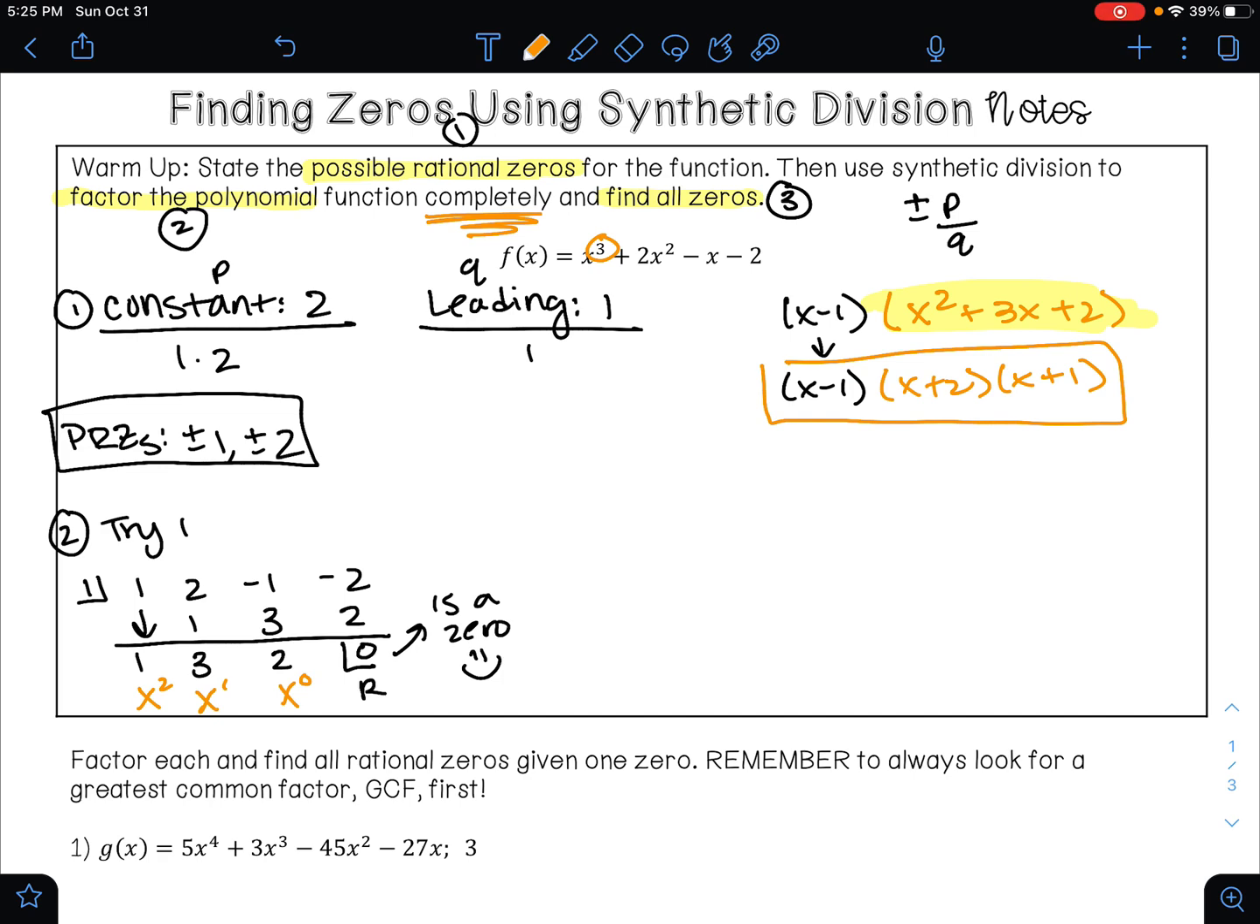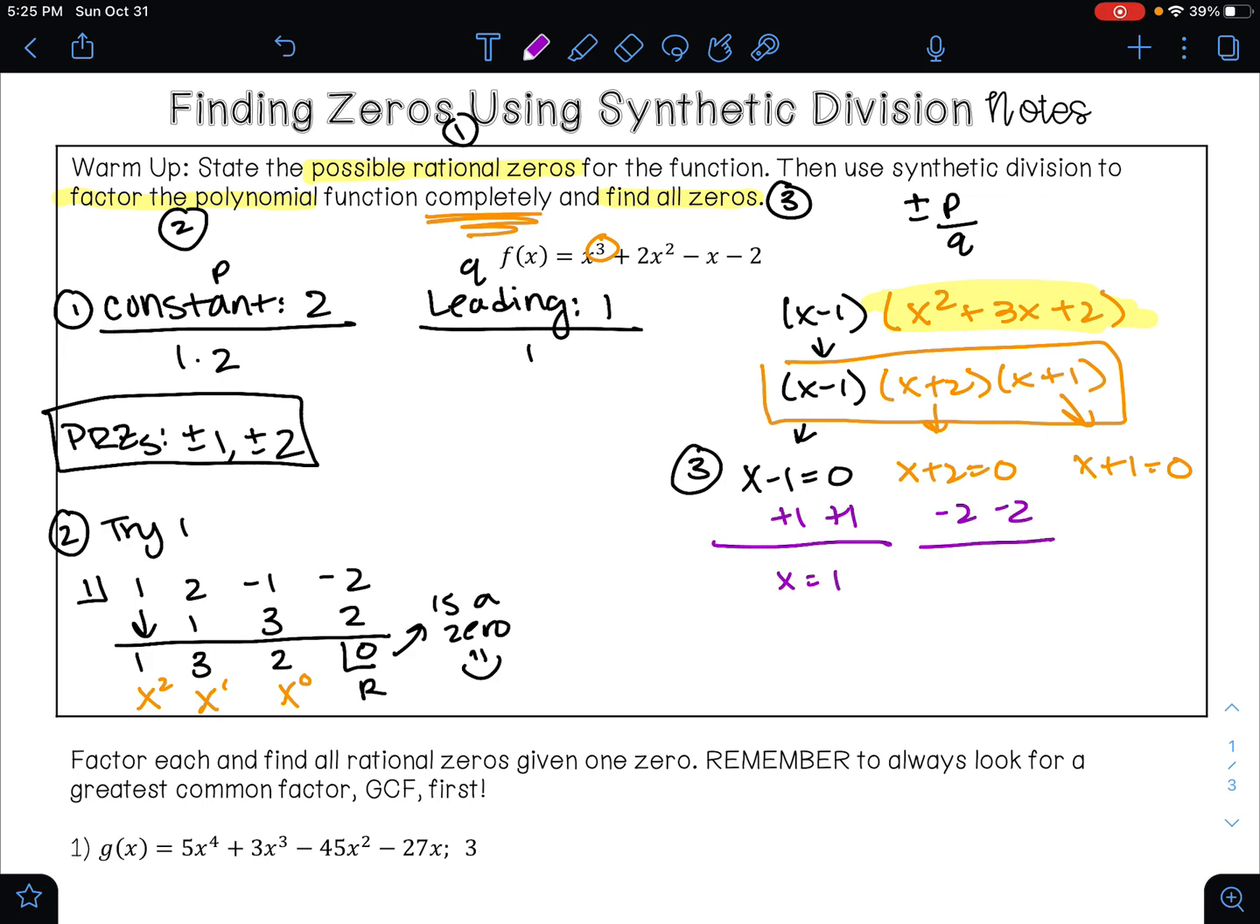And now I want to know the zeros. So to find the zeros, I'm going to set each of these factors equal to 0 and solve. So I'll have x minus 1 equals 0, and I'll have x plus 2 equals 0, and I'll have x plus 1 equals 0. To solve this first equation, I'll add 1 to both sides and get x equals 1. For the second equation, I'll subtract 2 on both sides and get x equals negative 2. And on this last one, I'll subtract 1 on both sides and get x equals negative 1. I do not have any multiplicities here, so my solutions are x equals 1, negative 2, and negative 1.